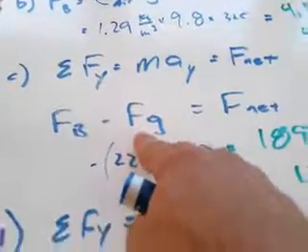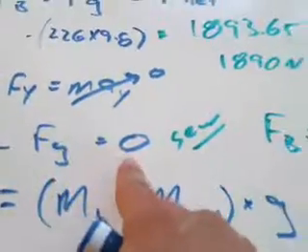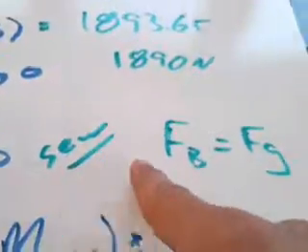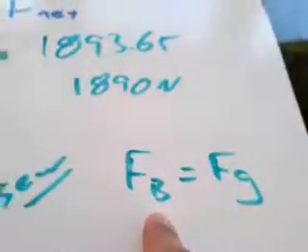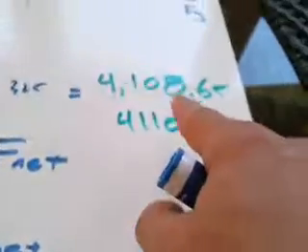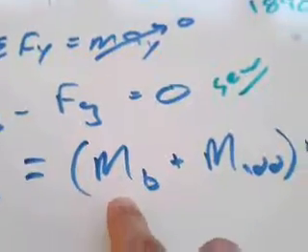Buoyancy and gravity. It's still those same two forces, buoyancy minus gravity. Only difference is, in this case, it will add up to nothing, which means buoyancy is equal to gravity. Buoyancy is what we just got way up there. Remember, that's 4,108.65 or 4,110. It will be equal to gravity.